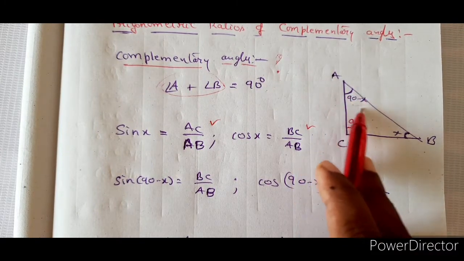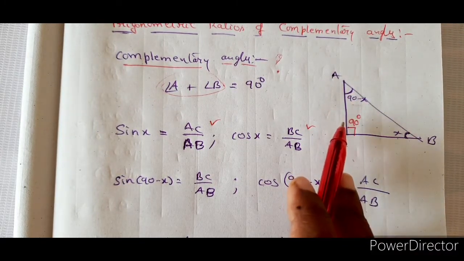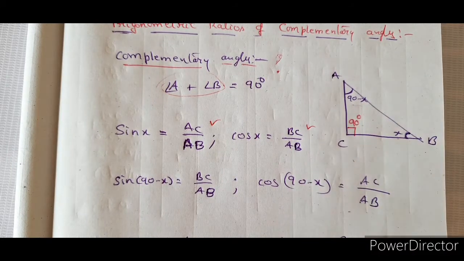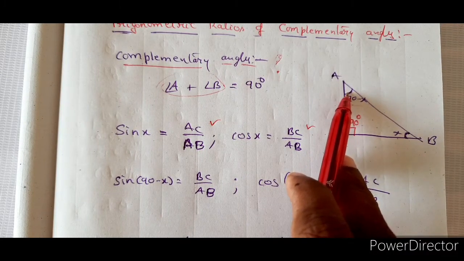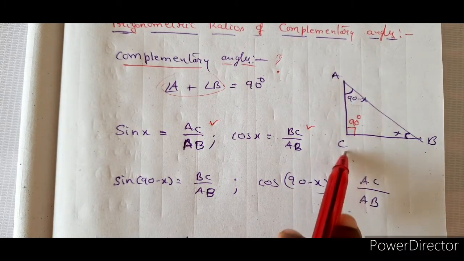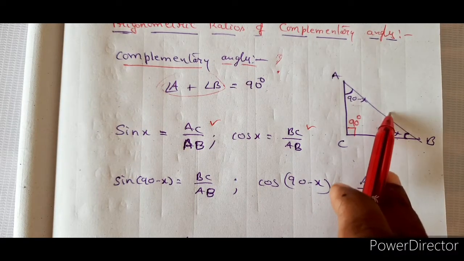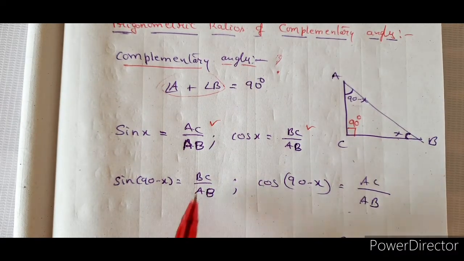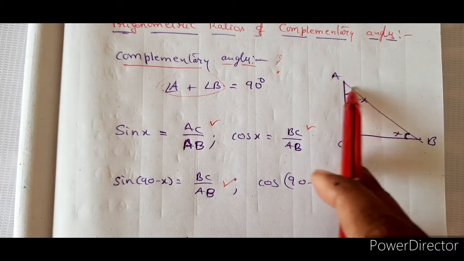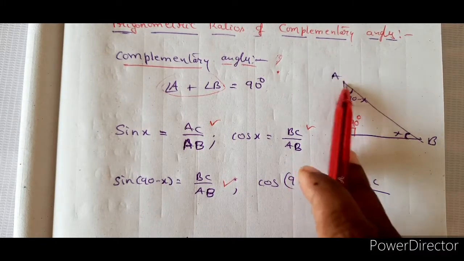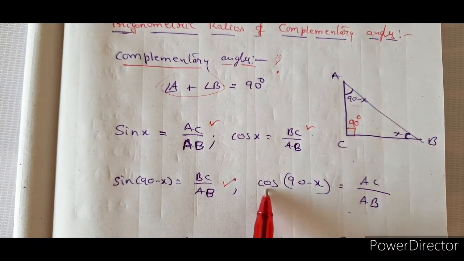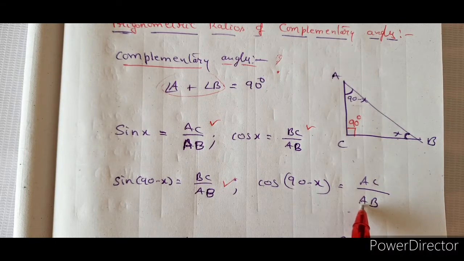Sin of 90 minus B, sin of 90 minus theta, whatever you say. Sin of 90 minus x, where the 90 minus x angle is A. Opposite to this is BC. So sin is opposite by hypotenuse, therefore BC by AB. Now cos of 90 minus x. The 90 minus x angle is here. The adjacent side to this angle is AC, by hypotenuse AB. So therefore cos of 90 minus x is AC by AB.